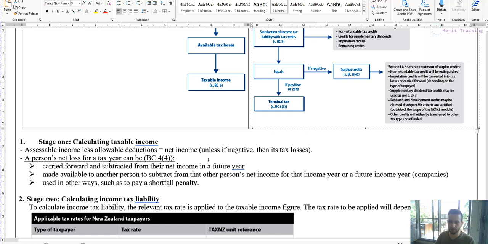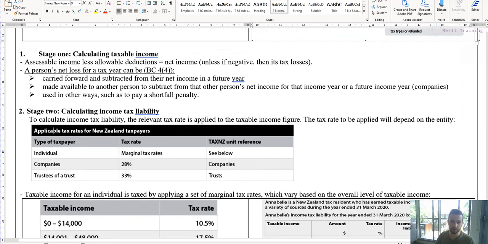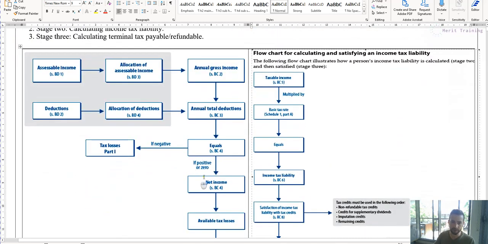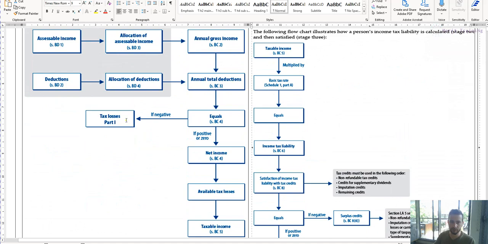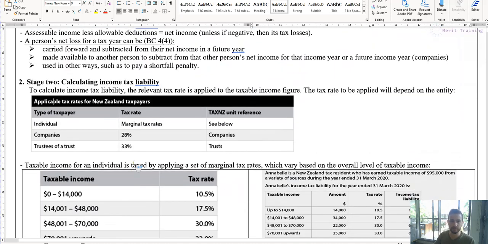Okay, cool. So that's a very quick high-level summary of how the tax system works in terms of how money is assessed, how money is collected, and how that interacts with credits and losses and things like that. So we've already talked about stage 1, calculating taxable income. It's basically the difference between your assessable income less your allowable deductions, unless you have losses. And we also talked about, at this stage, if your deductions are greater than your income, you're going to have a tax loss, right?